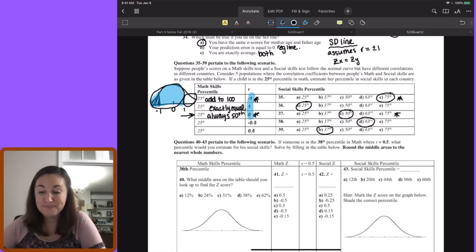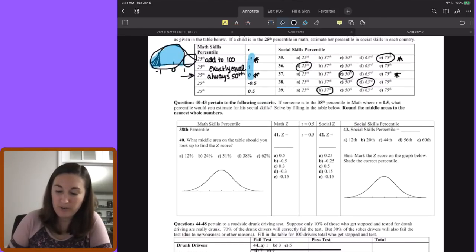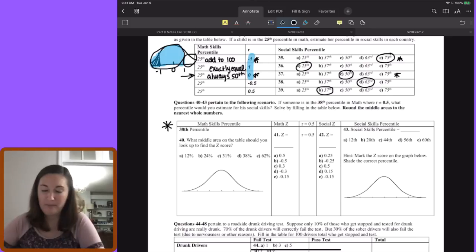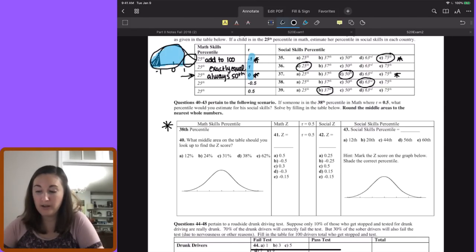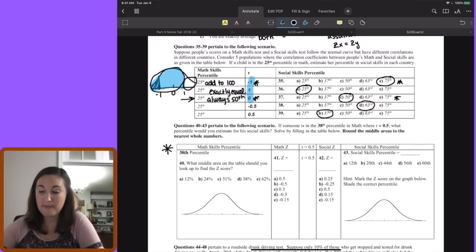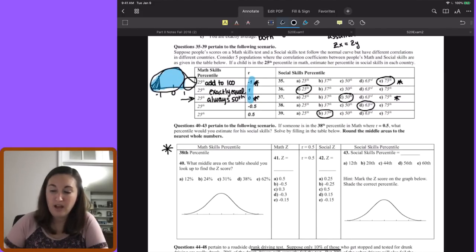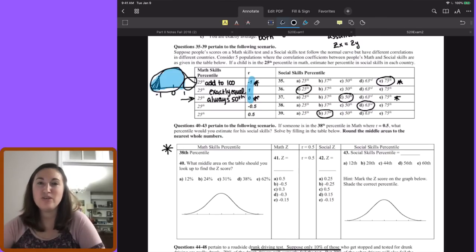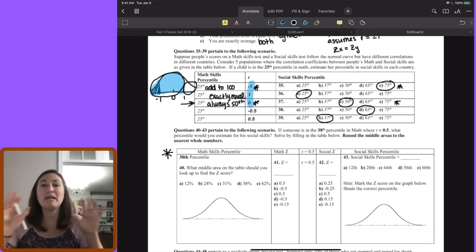R equals 1. So if r equals 1, then my z-scores are going to be the same, right? Because we can actually see down here in questions 40 through 43 the steps for going from a percentile to a predicted percentile. We have to find the z-score, multiply by r, and then find the other z-score. So if r is 1, my z-scores are going to be the same. So the area to the left, or the percentile, is going to be the same. So I knew that for r equals 1, the percentiles had to be equal. And then for r equals -1, your z-scores are going to be opposite signs. So they have to add to 100.